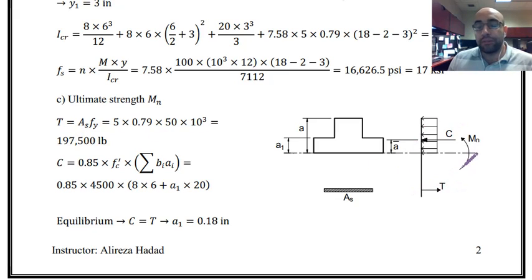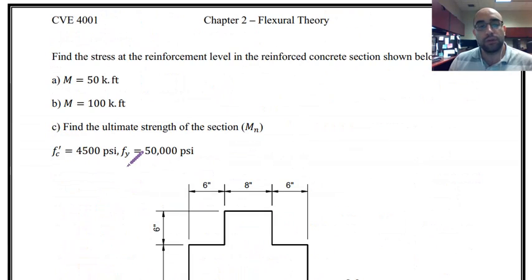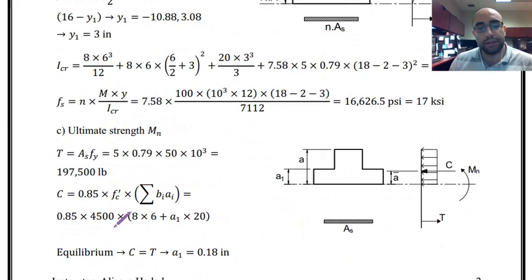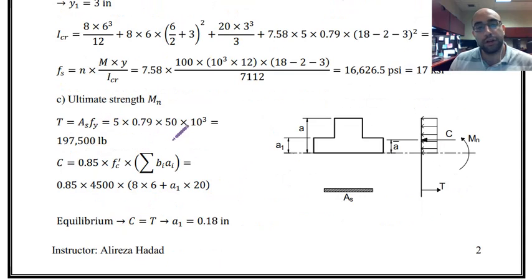I know we have equilibrium in the section, which means this tension is equal to compression. Tension is equal to AS, area of steel, multiplied by Fy, yield strength. This value Fy is given. If I scroll up, you can see Fy is given as 50,000. So I'm going to use that in my calculation. Over here, Fy. That is the tension force.